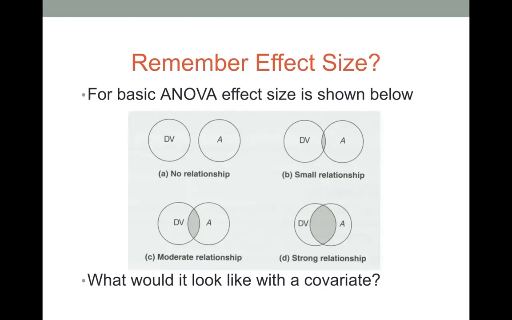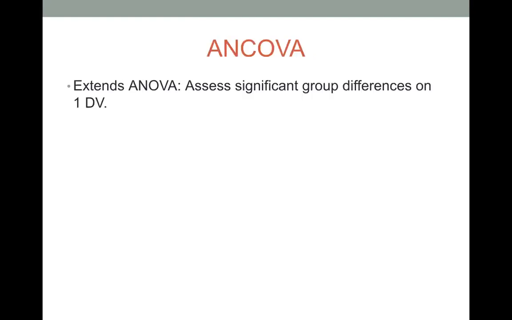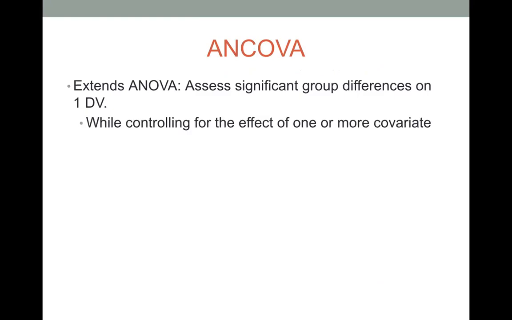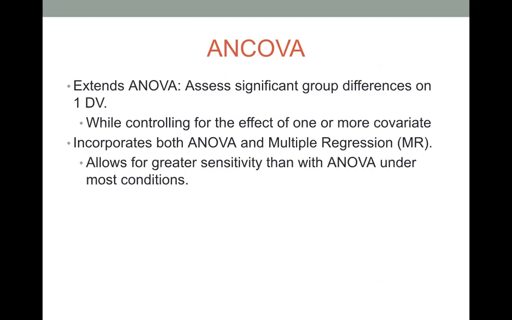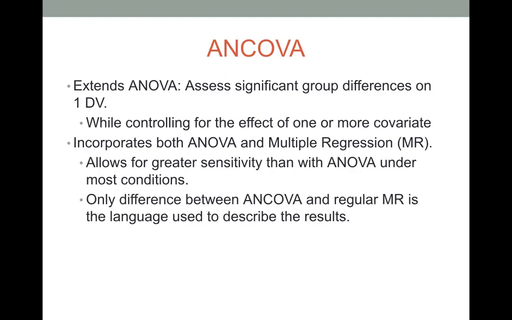For basic ANOVAs, effect size is shown below: no relationship, moderate relationship, and then strong relationship. What would it look like with a covariate? Okay. And then you say ANCOVA extends ANOVA with significant group differences on the DV while controlling for the effects of one or more covariates, incorporates both ANOVA and multiple regression, and allows for greater sensitivity than ANOVA under most conditions.